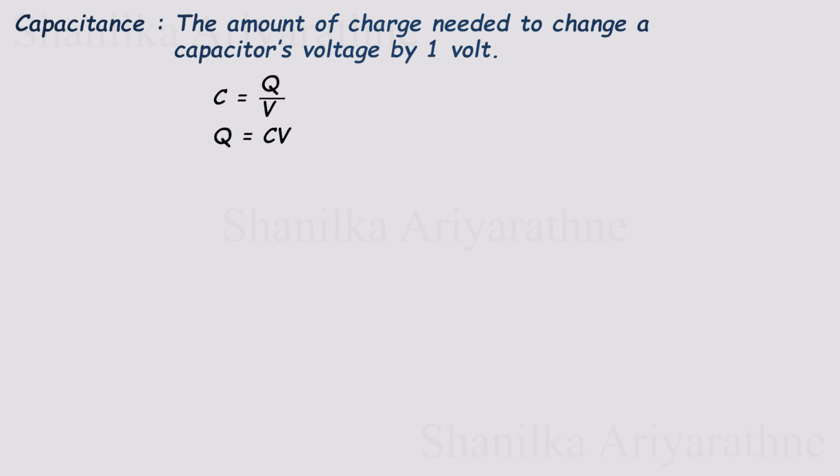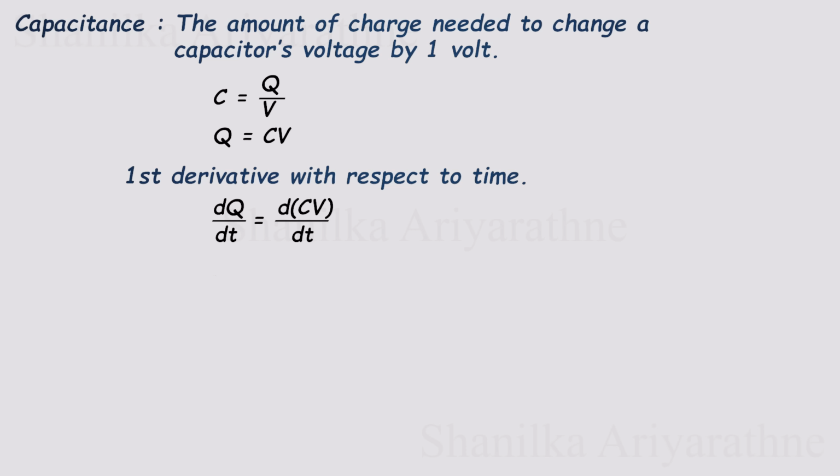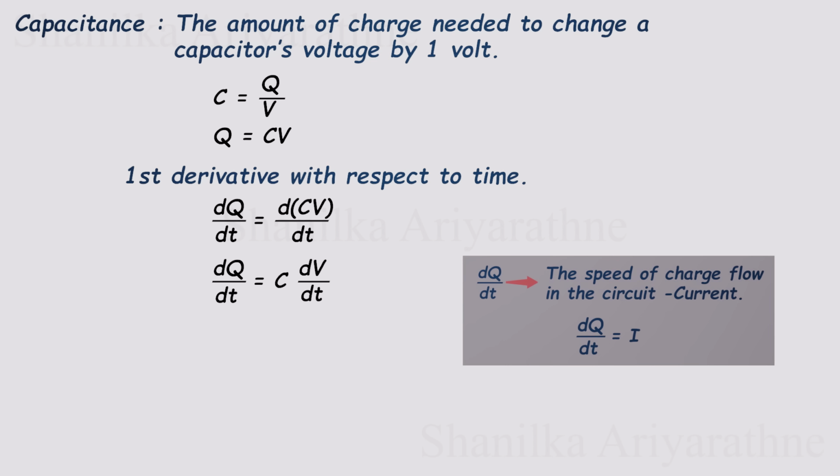Now here's the important part. During charging and discharging, both charge and voltage are changing over time. So to capture that dynamic behavior, let's take the derivative with respect to time. Since capacitance, C, stays constant, we get dQ by dt is C times dV by dt. But wait, dQ by dt is just another way of saying current.